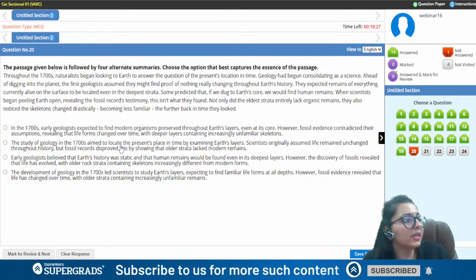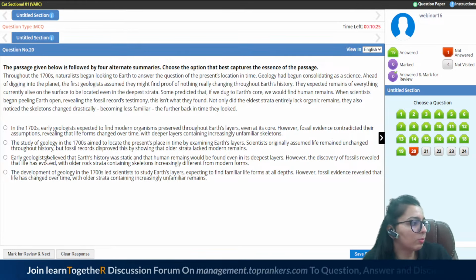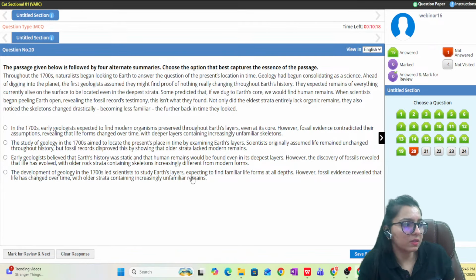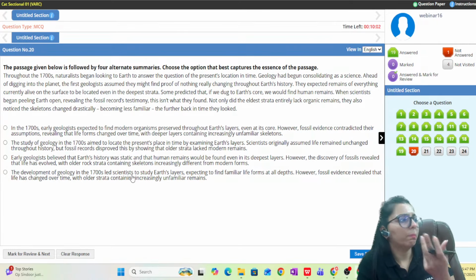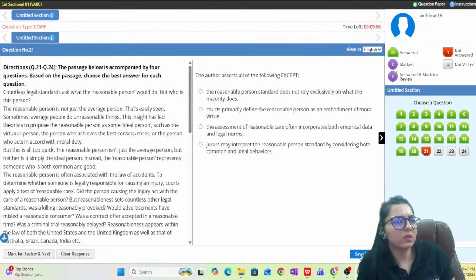Okay, I can't find aim to locate them, so aiming वाला बात नहीं है, तो B तो नहीं है. Early, अच्छा sorry, static भी नहीं है, हटा दे. The development of geology in the 70s led the scientists to study the Earth's layer, expecting to find similar forms at all depths. However, fossil evidence revealed that life has changed over the years. The older strata containing increasingly unfamiliar remains. Okay, less familiar can be unfamiliar. Can we do that? Maybe. Let's see. But then between A and I feel A seems to be the answer. So we'll just go with this.